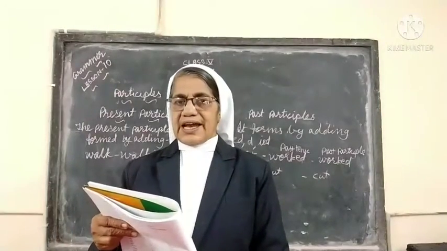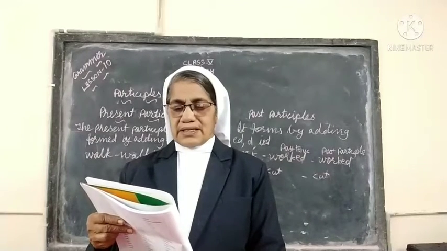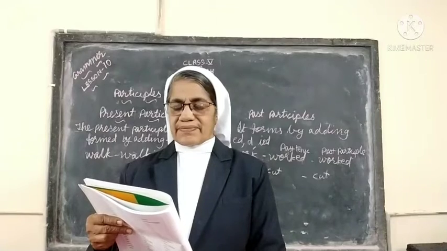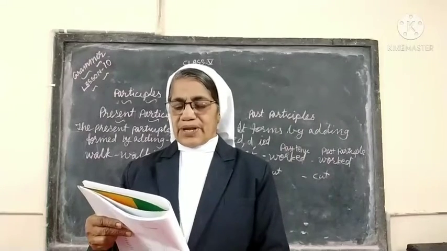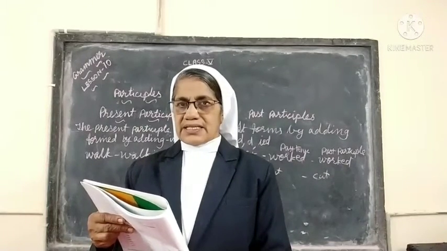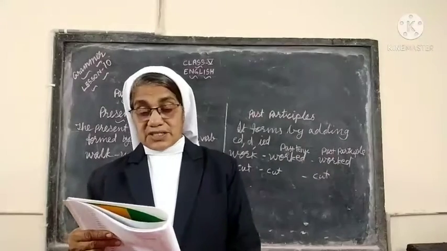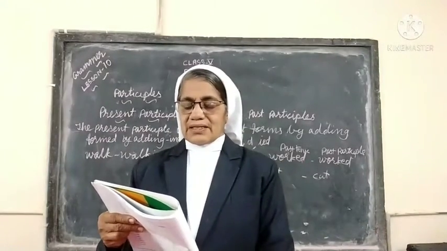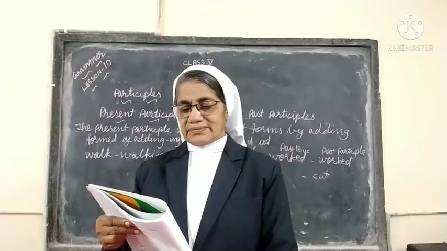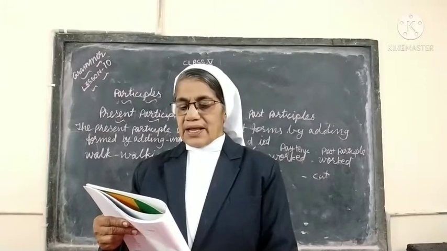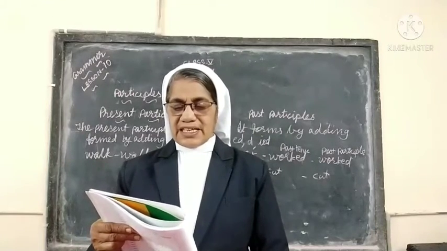You have already learned the present perfect tenses. In present perfect tenses, before the verb, you should use has or have. Has with the singular and have with the plural. Here the team is a singular subject. So, has is used here. And after that, past participle, left. The team has left for Germany.